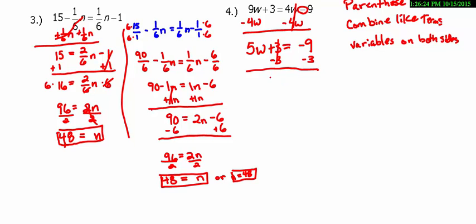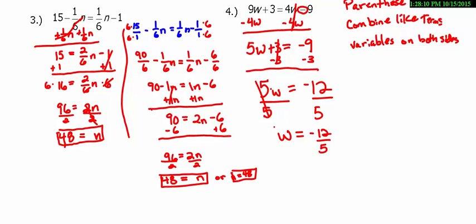3 plus negative 3 is going to be 0, so you have 5w. 5w equals negative 12. The last step in the flowchart asks, is there anything that is attached to the variable? Yes. 5, it's attached by multiplication, so we are going to undo that with division of 5. And so the 5s will actually leave you with 1w or just w. And we're going to have to leave this as negative 12/5.